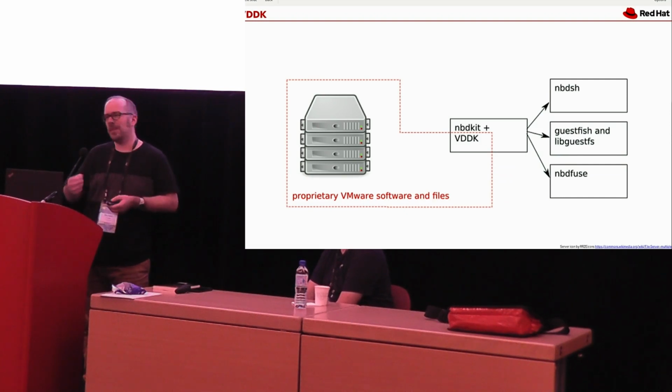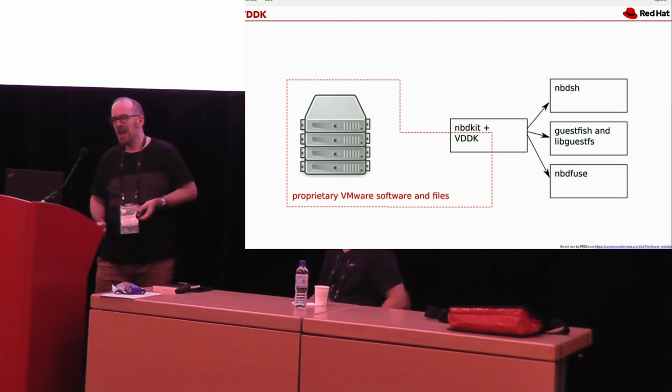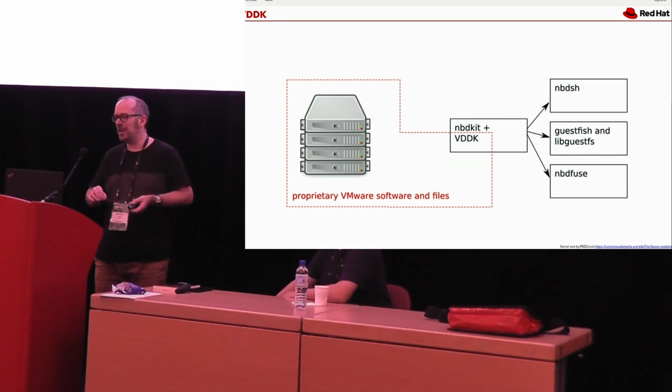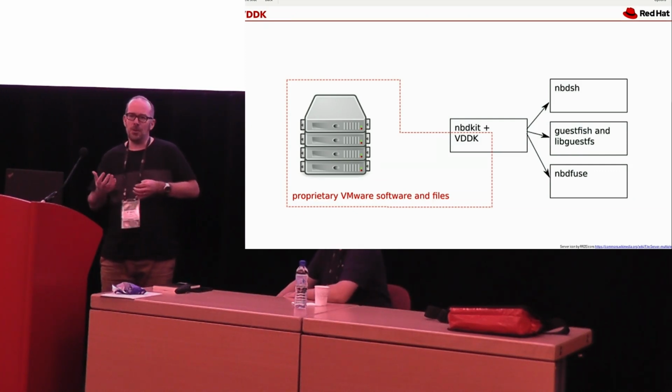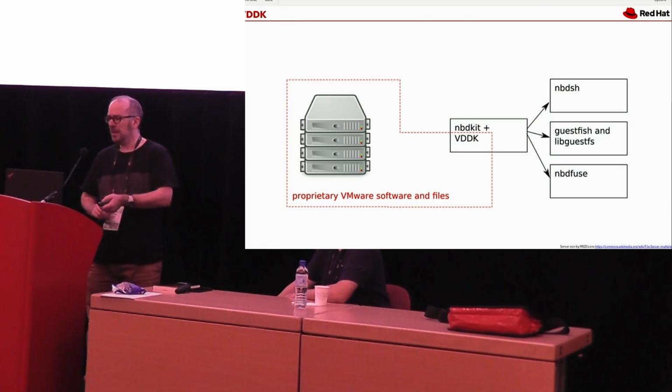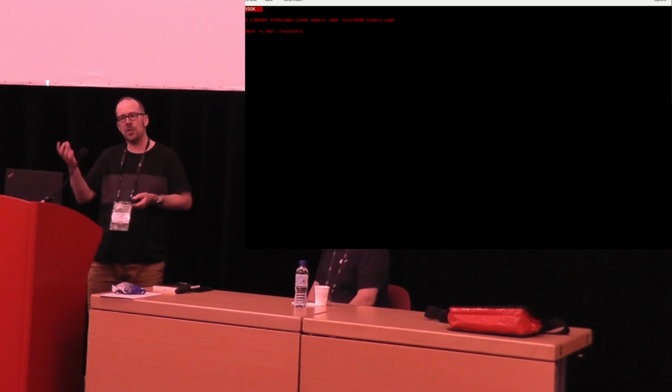The first one's serious, the others are frivolous. I talked before about using NBD Kit with VDDK. What that gives you is an NBD endpoint, and you can connect a lot of different things to that. So let's have a look at actually what that looks like. So here I'm going to run NBD Kit, the VDDK plugin, and a local VMDK file. And that gives me this NBD endpoint. It's located at this URI.